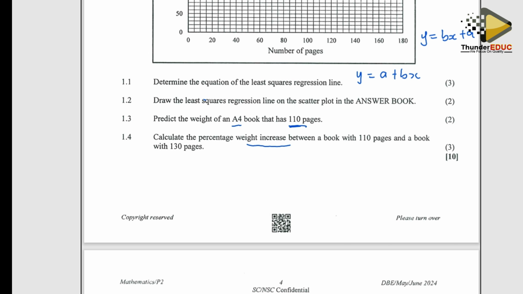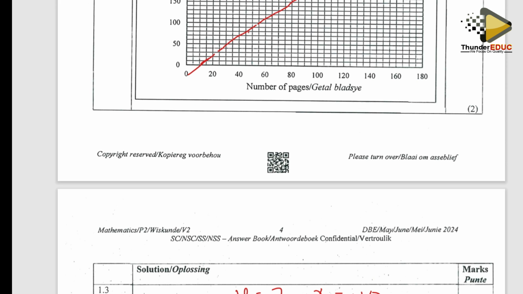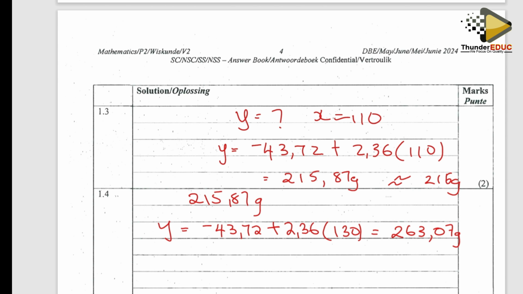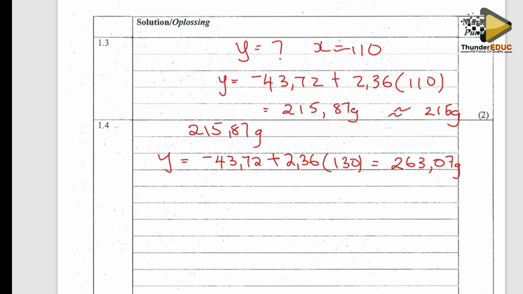Percentage increase between the book with 110 and the book with 130. So we already have the weight with a book of 110, which was 215,87 grams. How about the book with 130? So negative 43,72 plus 2,36 multiplied by 130. What are we going to end up with? I punch that into my calculator, and I'm getting 263,07 grams.